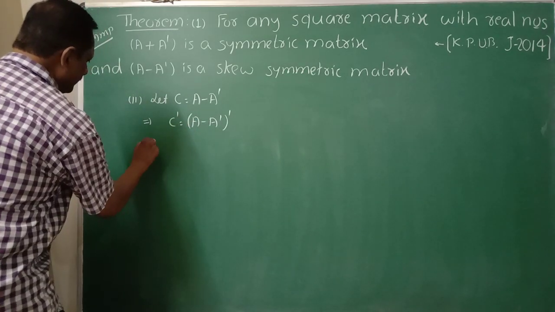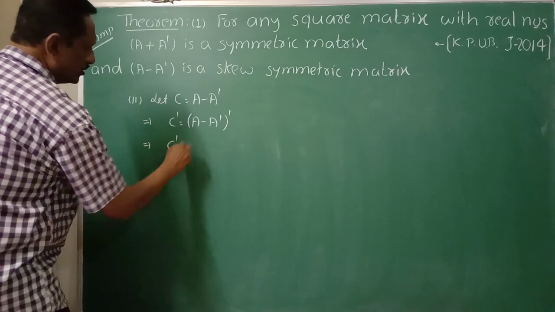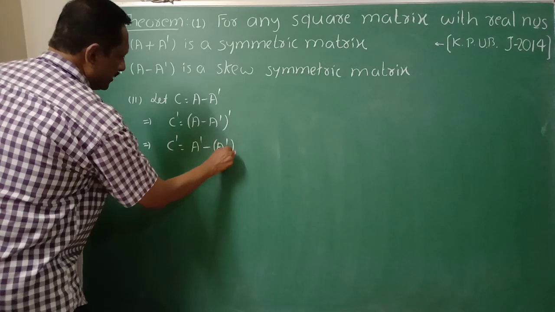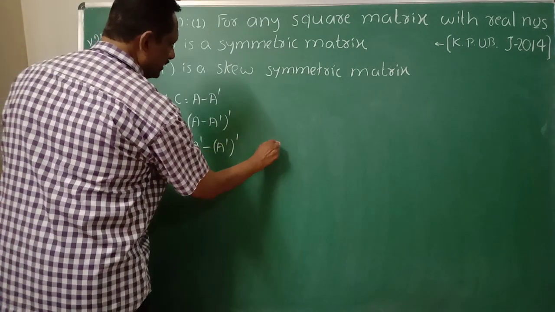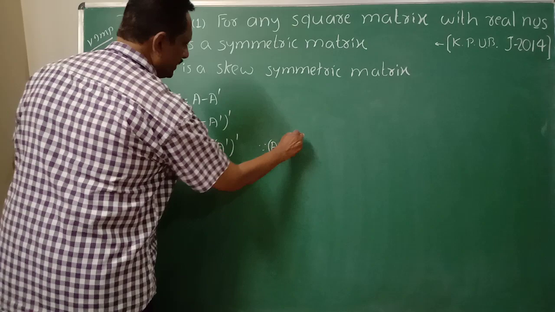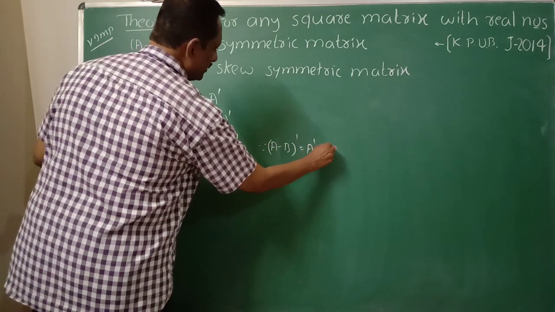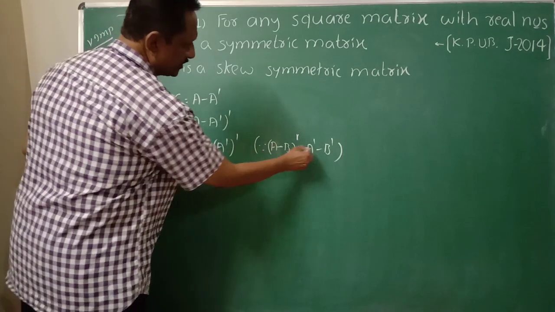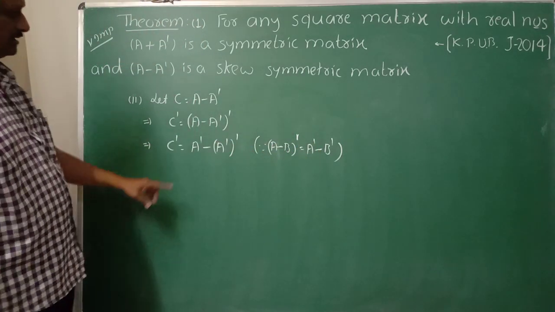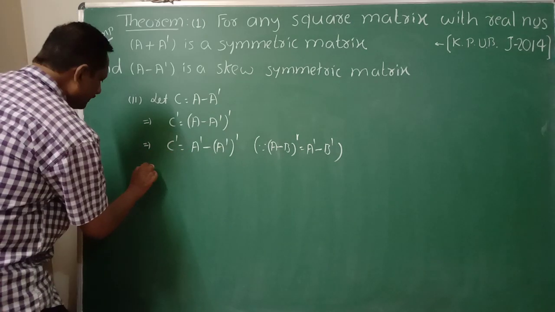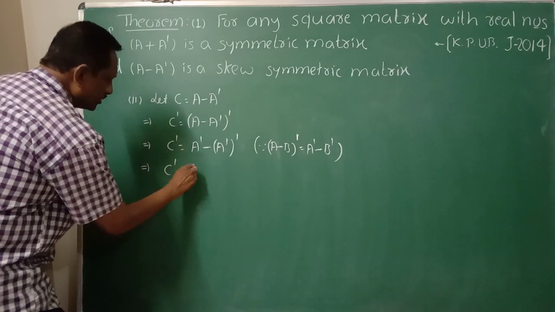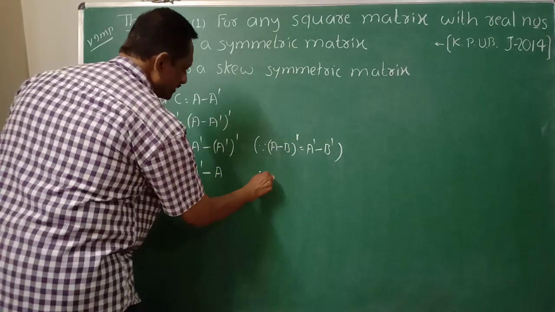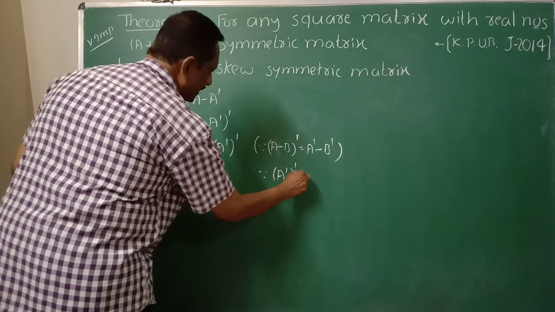Then C dash is equal to A dash minus (A dash) dash, because you know (A minus B) whole dash is equal to A dash minus B dash. Using that result, C dash is equal to A dash minus (A dash) dash, and (A dash) dash is only A.